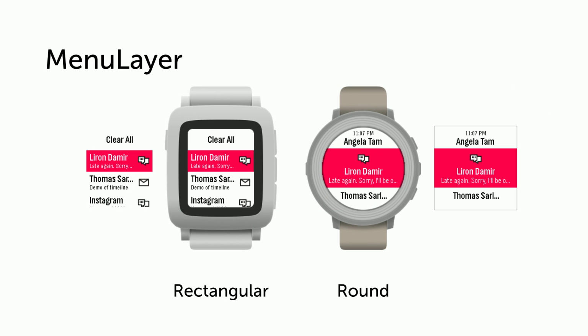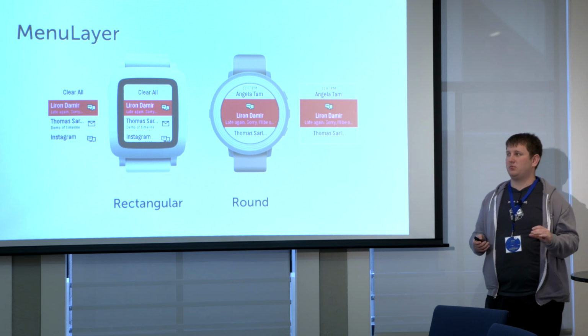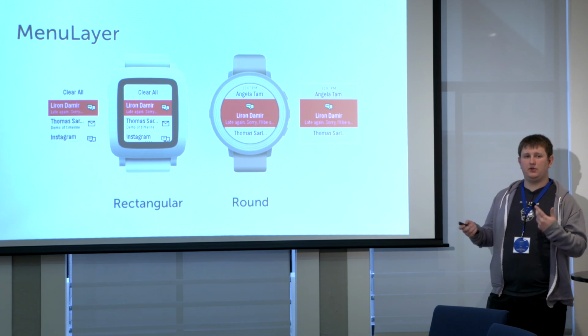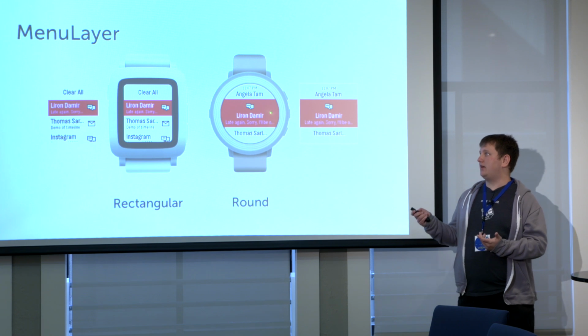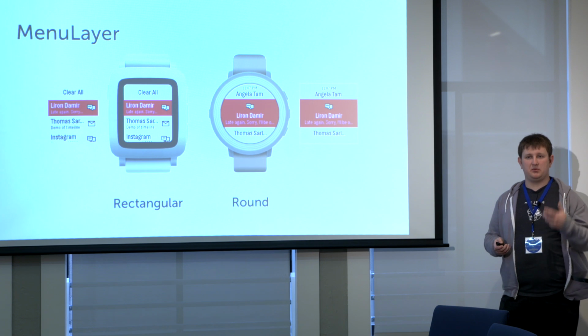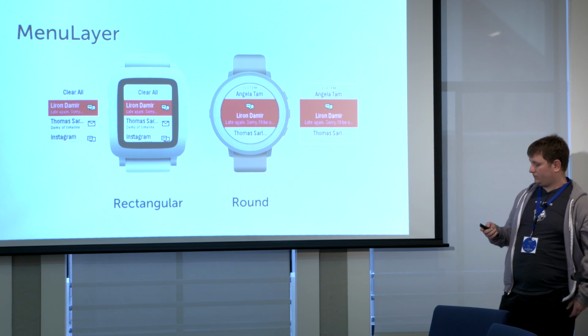Another component that's different between rectangular and round displays is the menu layer. On a rectangular display, a common style of the menu layer is that all the cells have the same height, and when you scroll through the menu layer on a rectangular display, the focused or highlighted region will move across the full height of the display. But on a round display, by default, menu layers are center focused, and that means that the highlighted or focused region stays static in the window, and the content simply moves up and down within it.